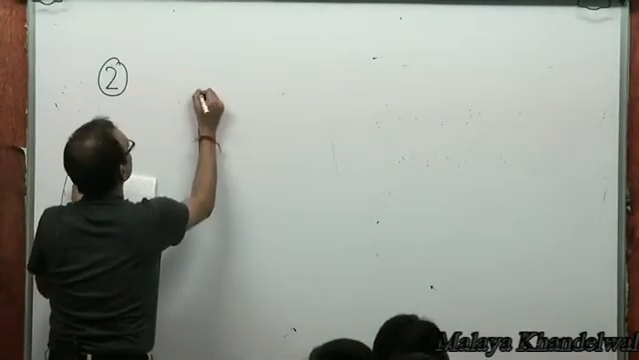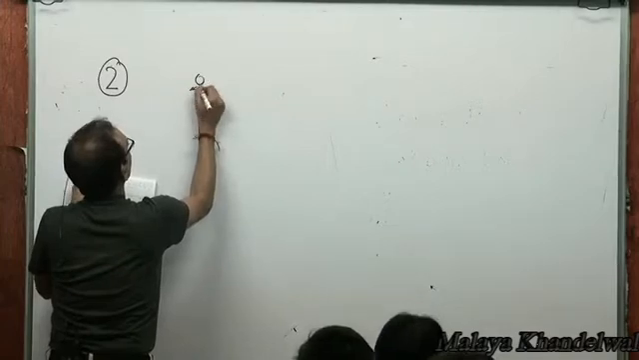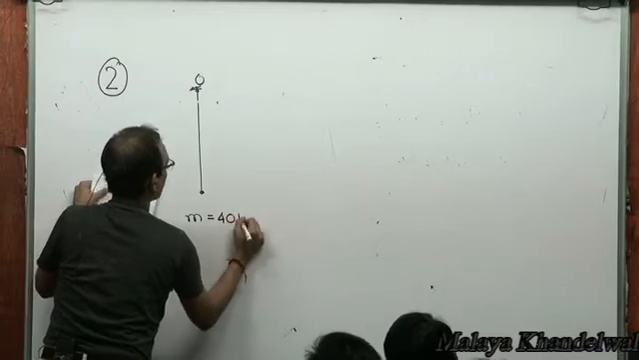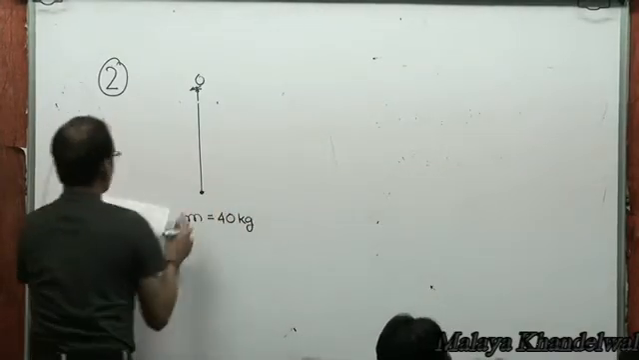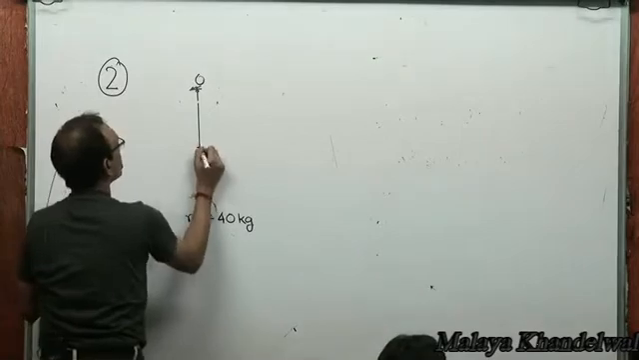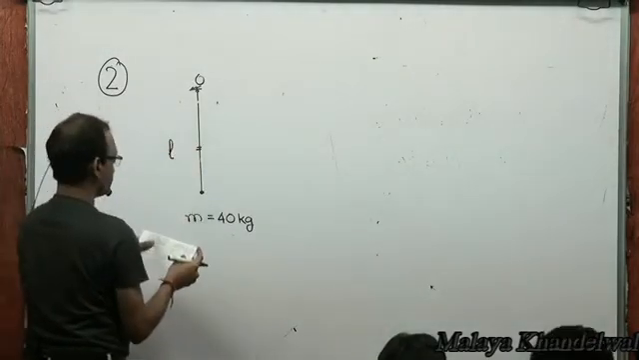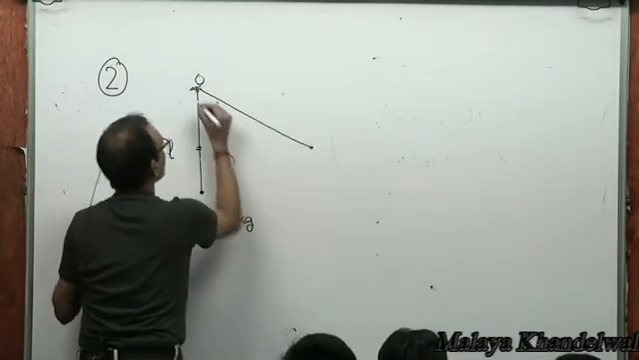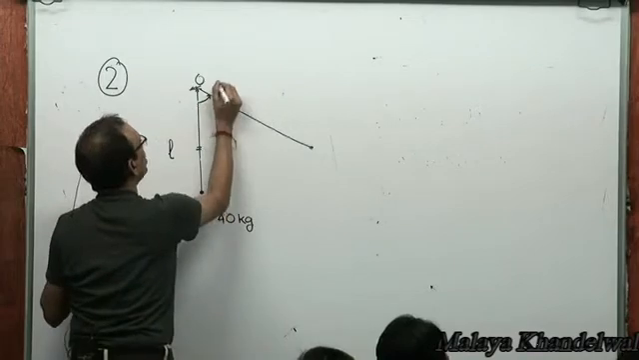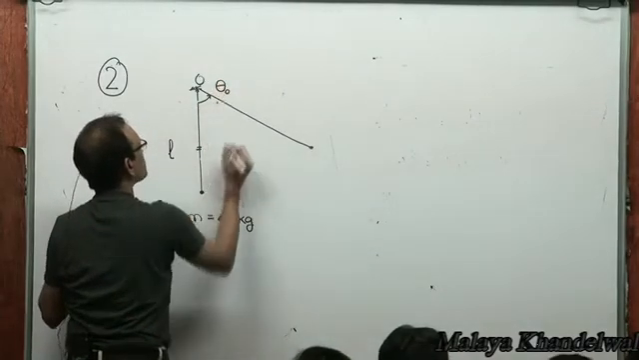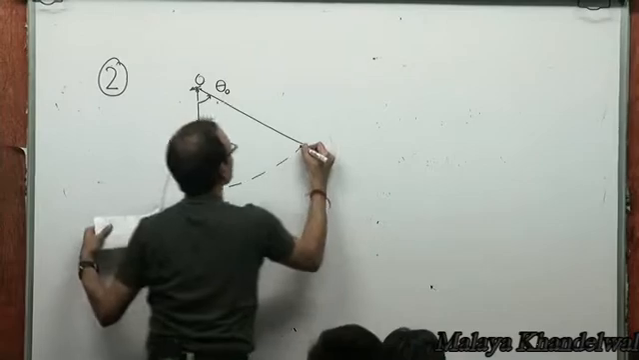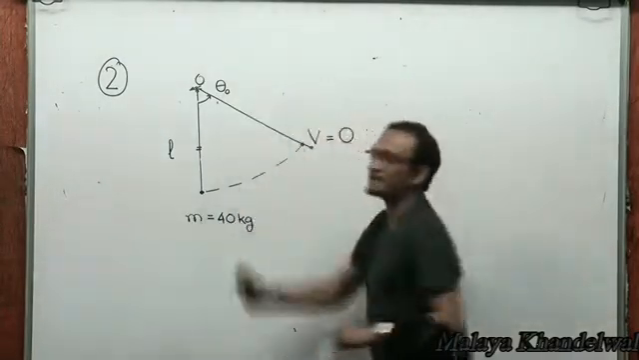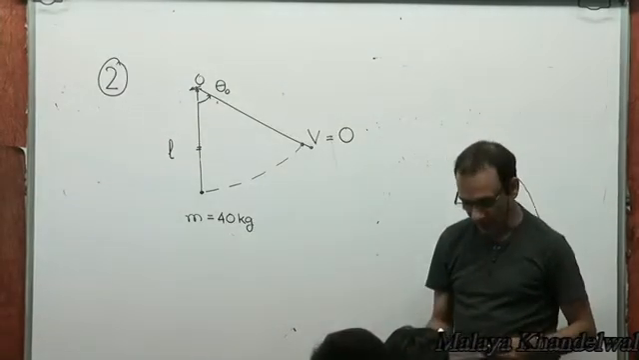There is a 40 kg mass hanging at the end of a rope. We'll assume a light inextensible rope of length L, which oscillates in a vertical plane with maximum angular displacement being theta naught, right? Theta naught is the maximum angular displacement. That means when theta becomes theta naught, velocity would have become 0. That's the amplitude, right?